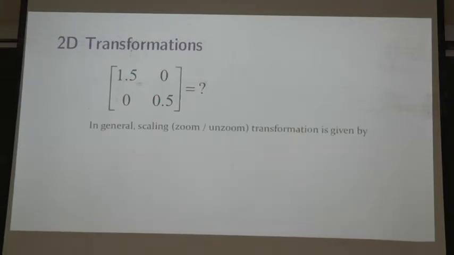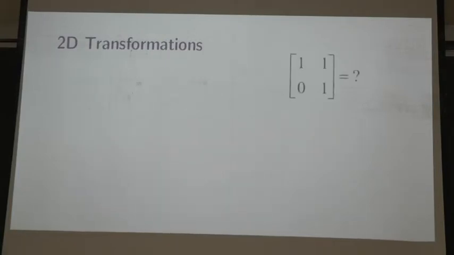Okay. So in general, the scaling, which is a zoom or an unzoom type of transformation, looks like this. There's a factor sx, sy, 0, 0. Okay? Alright, what about this transformation? What would this do?